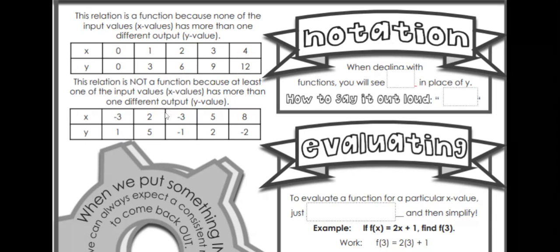This one is not a function. So this is the difference. This -3 has 2 different y values. And we could still plot all these points, and it's still a relation. It's still a relationship between these x's and y's, but it's not a function.